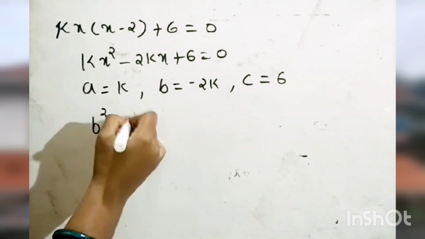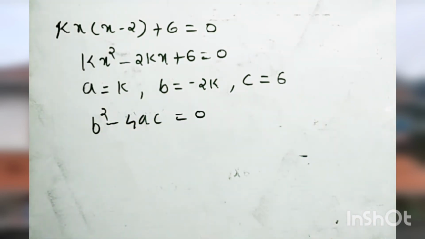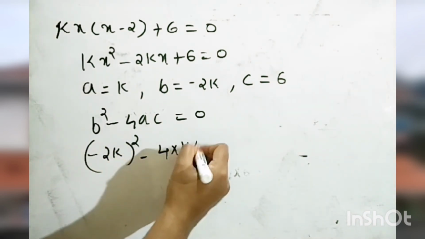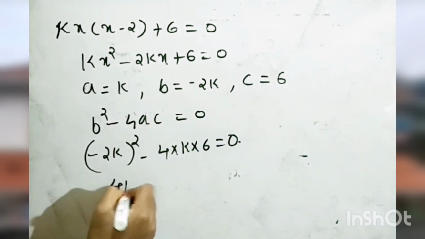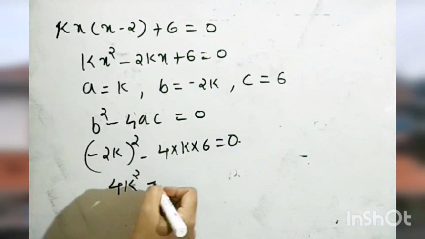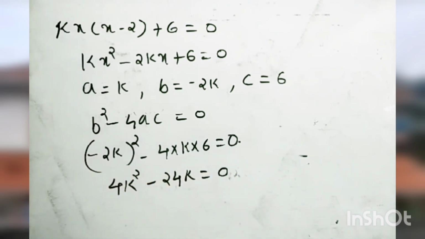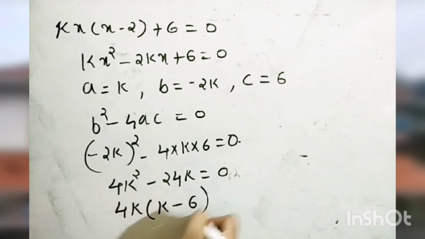Now b square minus 4ac is equal to 0 because this quadratic equation has two equal real roots. So minus 2k all square minus 4 into k into 6 is equal to 0. That is 4k square minus 24k is equal to 0. We can take 4k outside, then in the first term k will remain and in the second term 6 will remain. So we will get 4k into k minus 6 is equal to 0.